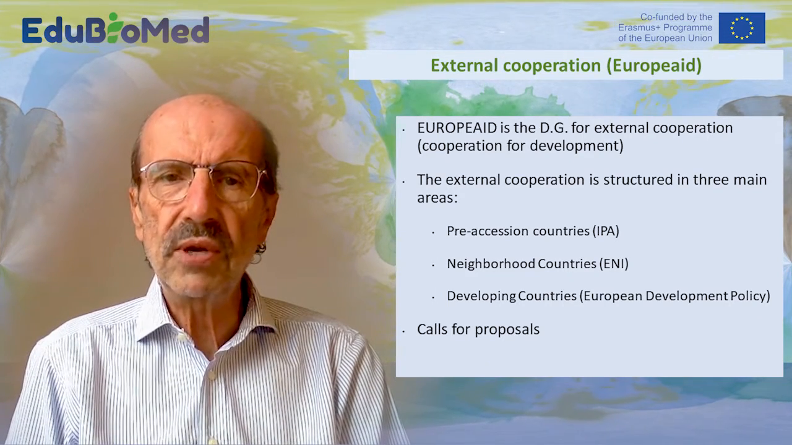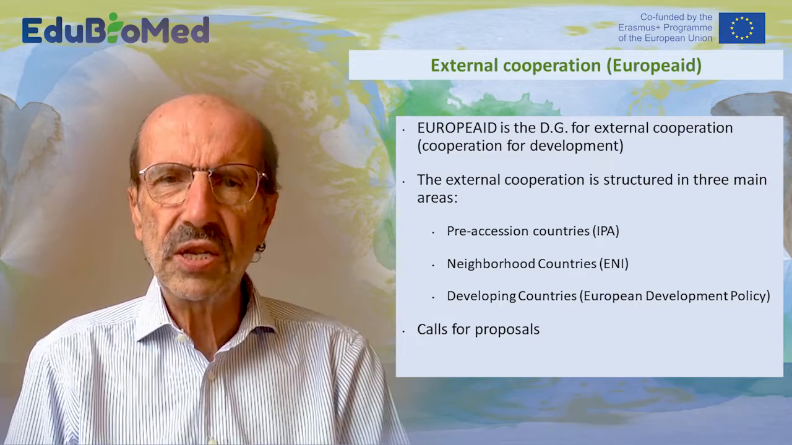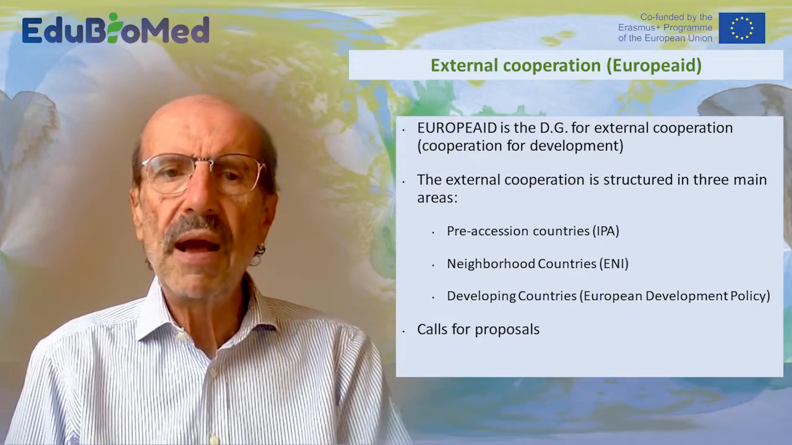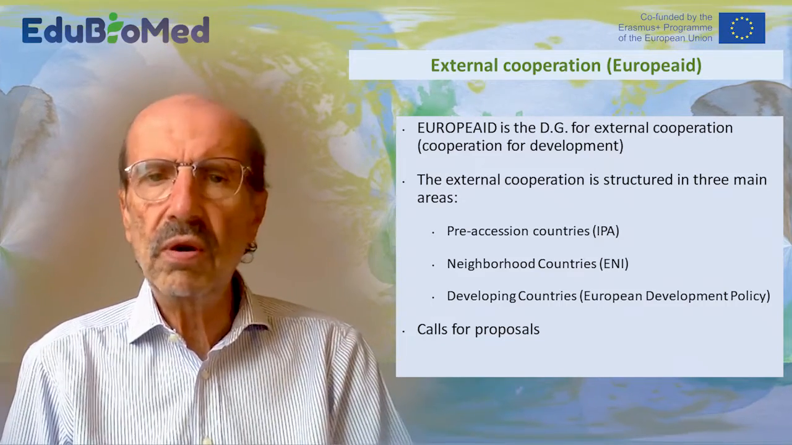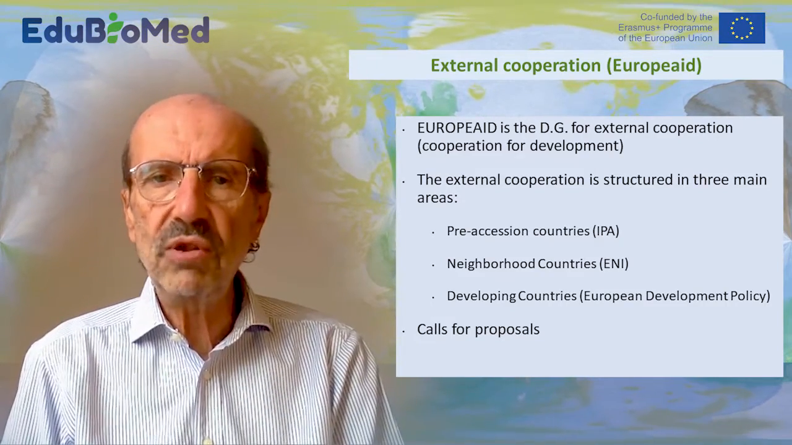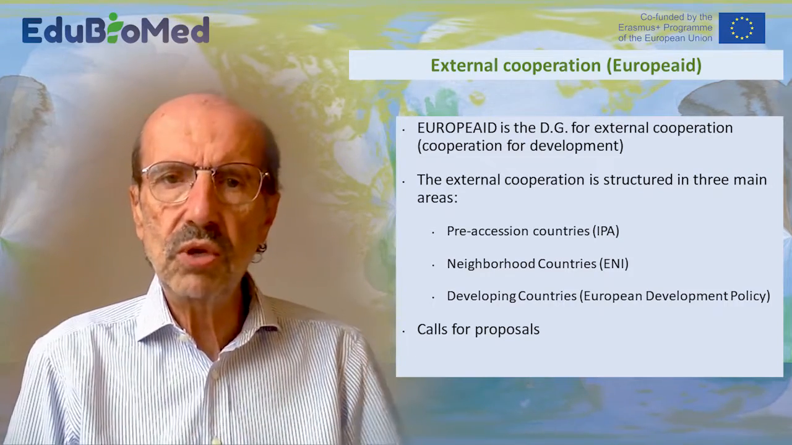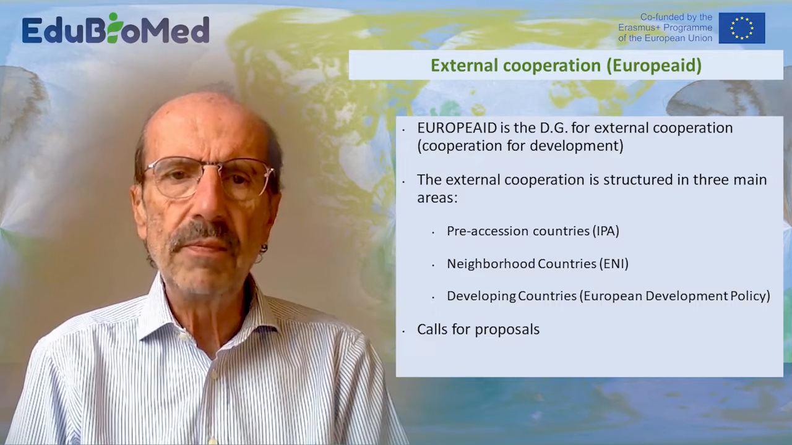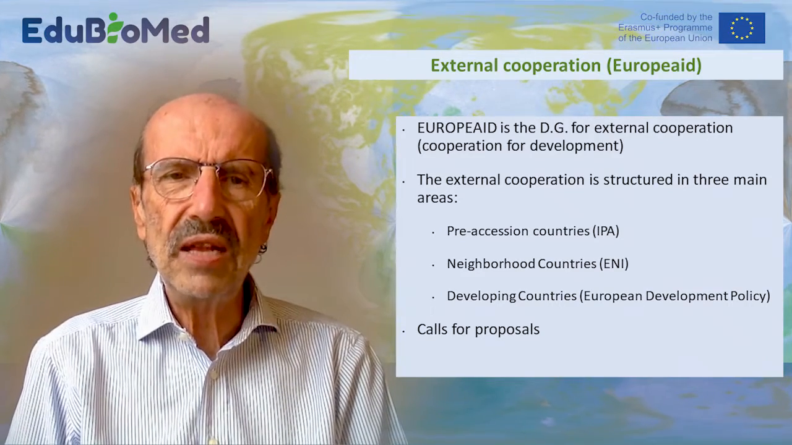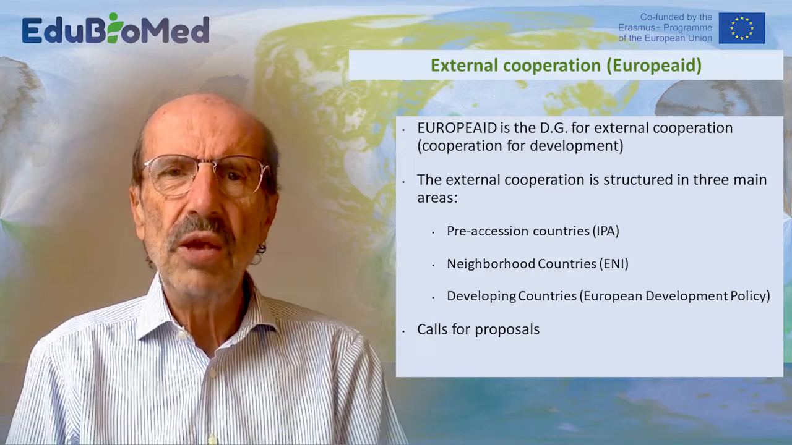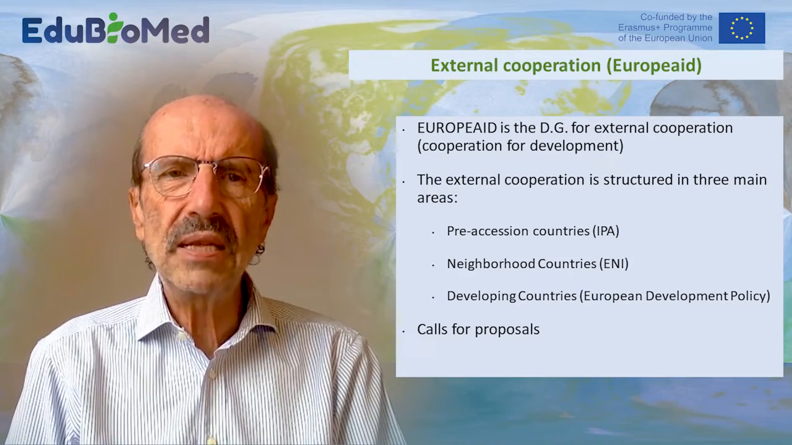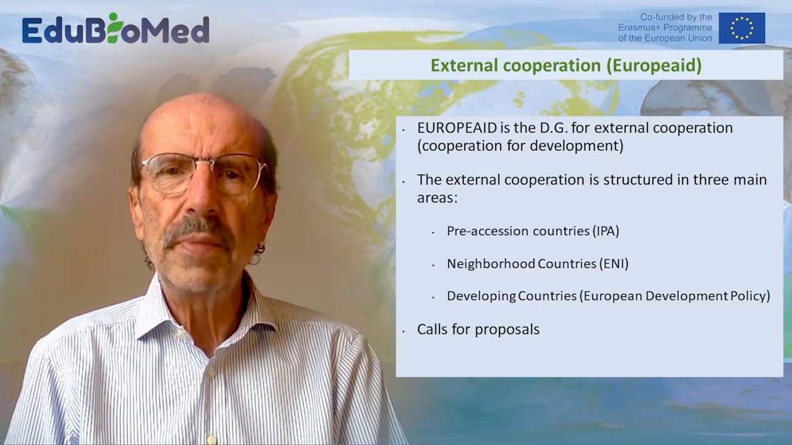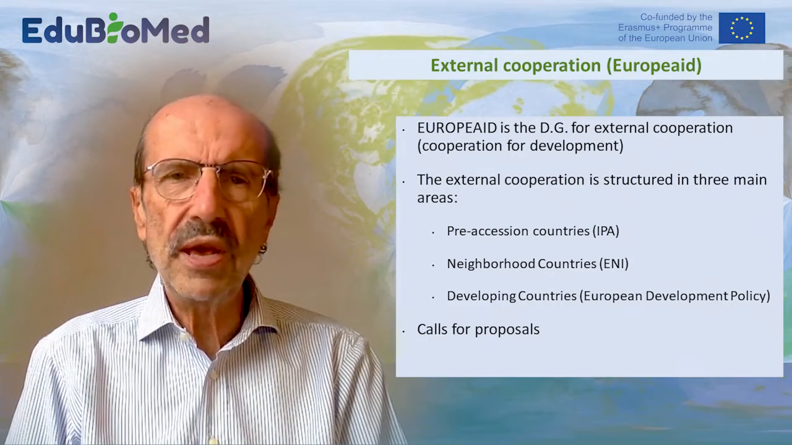The neighborhood countries called ENI, European Neighborhood Initiative, and these are the countries to which you belong, those countries which are neighbors to the European Union through land or even through sea. So all countries which belong to the Southern Mediterranean area belong to the ENI. And then the third one is the DCI, the Developing Countries Initiatives. You have many calls for proposals. I recommend that you go and look through this link to some external cooperation calls for proposal to see what they are about.